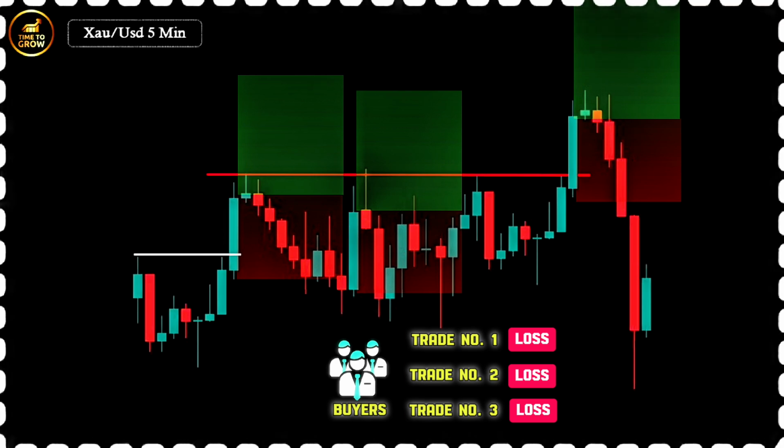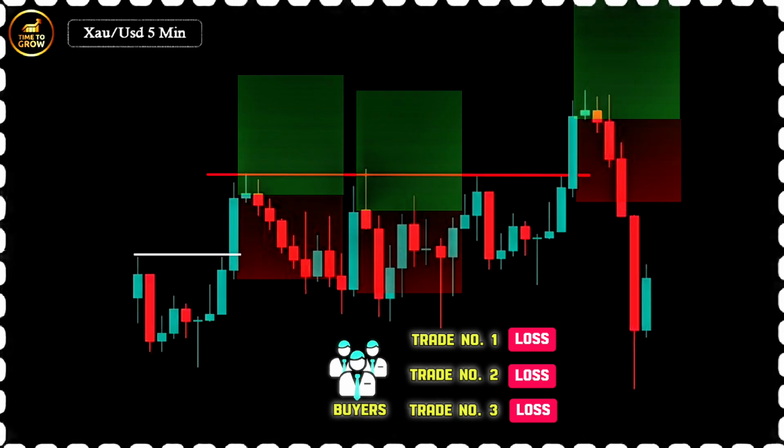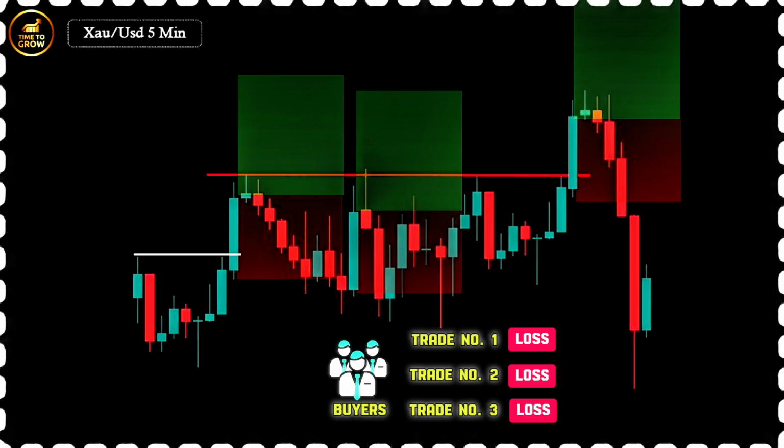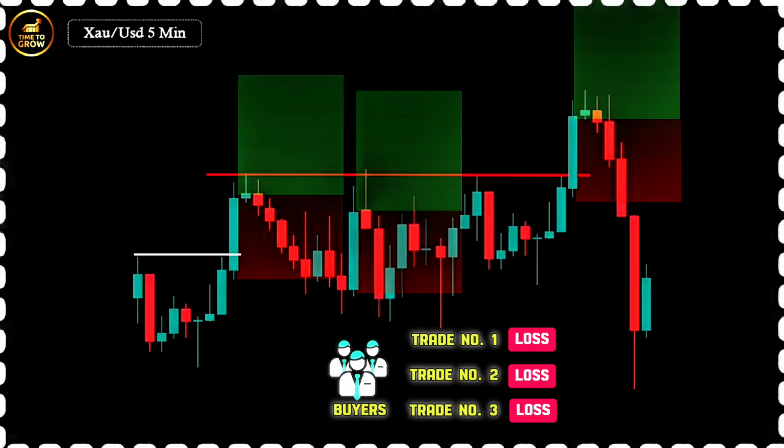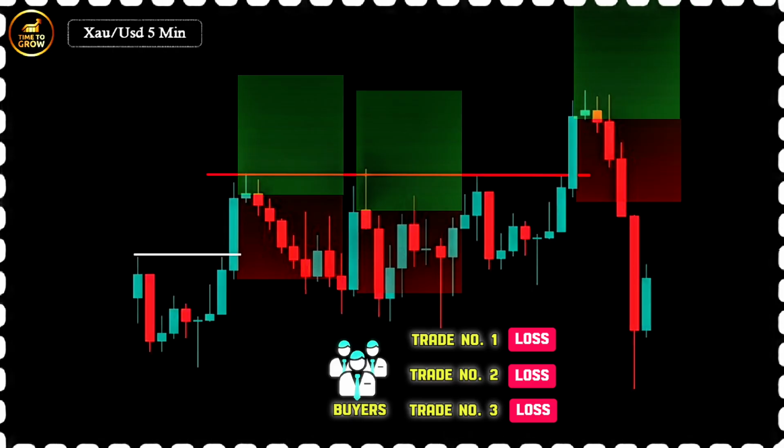Why does this happen? Because large institutions use these momentum candles to create panic and trigger emotional reactions. They use the candle as a weapon, a psychological trap. Retail traders look at just the candle, but institutions look at liquidity. And when liquidity sits above or below a range, smart money will always push price toward it.